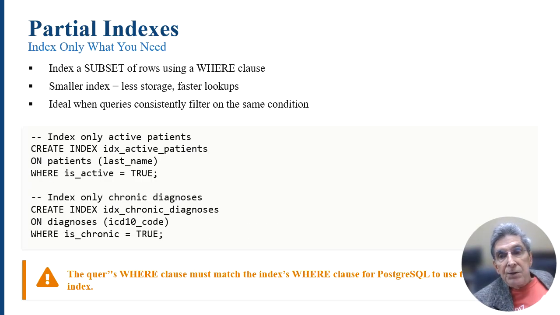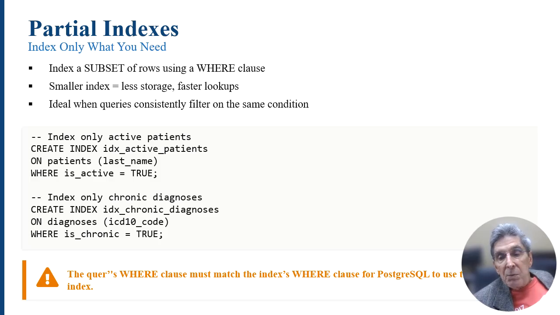What are partial indexes? Partial indexes are one of the more elegant features in Postgres. Instead of indexing every row in a table, a partial index only indexes the rows that match a specified where condition. So let's look at this first example. We create an index on last name, but only for rows where isActive equals true. That makes sense, doesn't it?